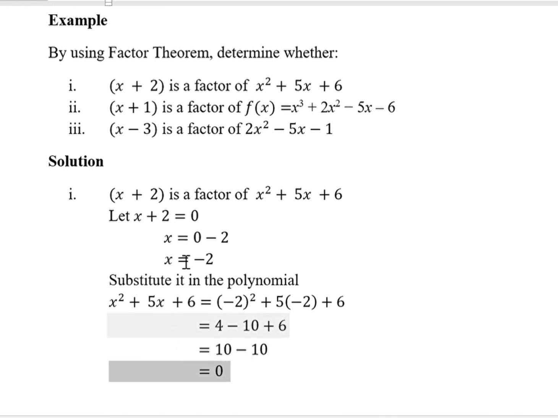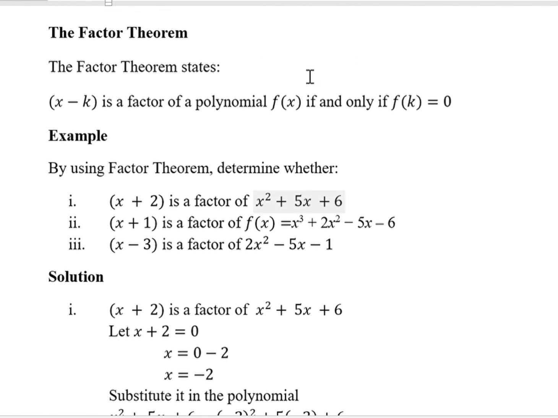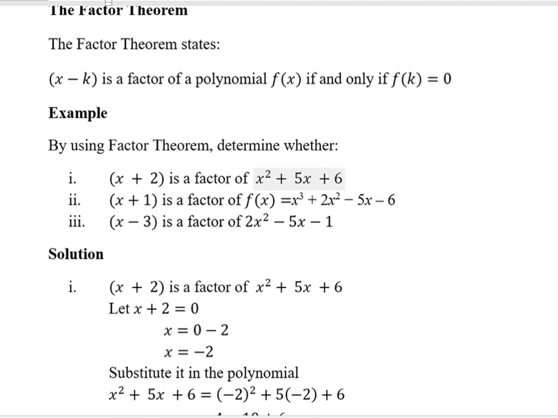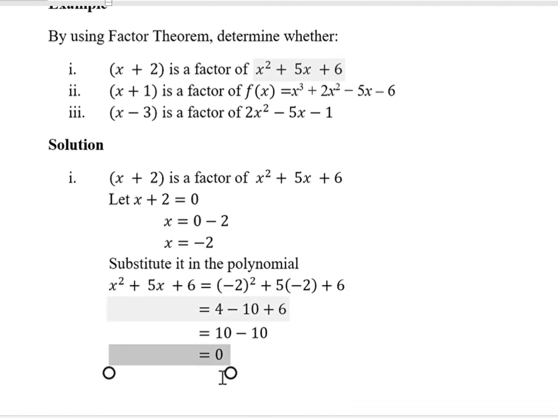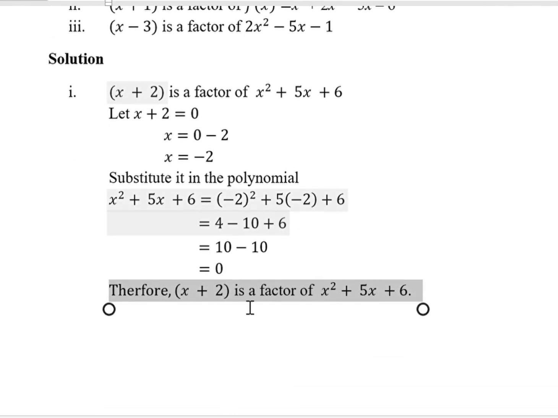Now that we have substituted this in the polynomial and gotten the answer to be 0, it means that this one is a factor of this one here. We said from the factor theorem that if we substitute this in the polynomial and we get the answer being 0, then we say this one is a factor of this one. Now that we have found the answer to be equal to 0, it means this one is a factor of x squared plus 5x plus 6.